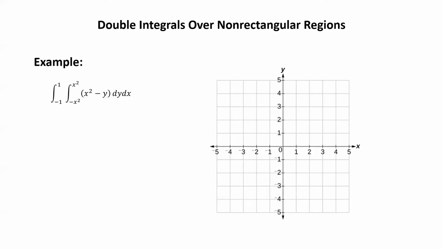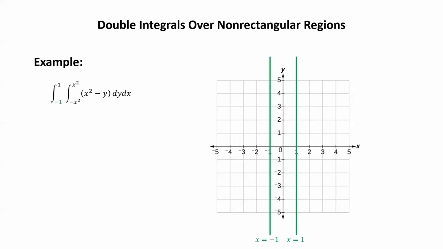We start by looking at the outer integral. Since the outer integral is dx, that means we're looking at the equations x equals 1 and x equals -1. X equals 1 is a vertical line passing through 1 on the x-axis, and x equals -1 is another vertical line passing through -1 on the x-axis.